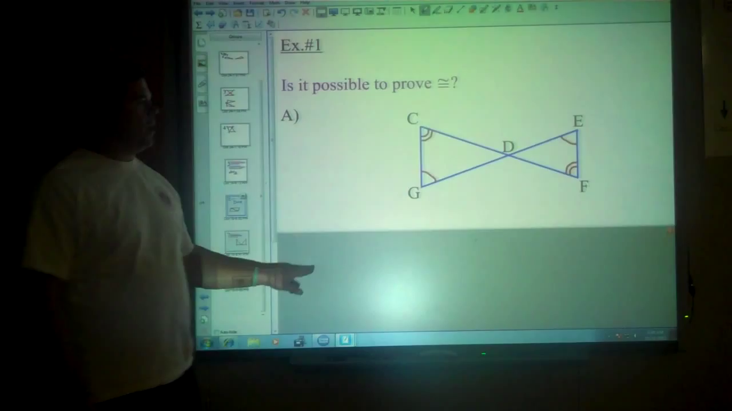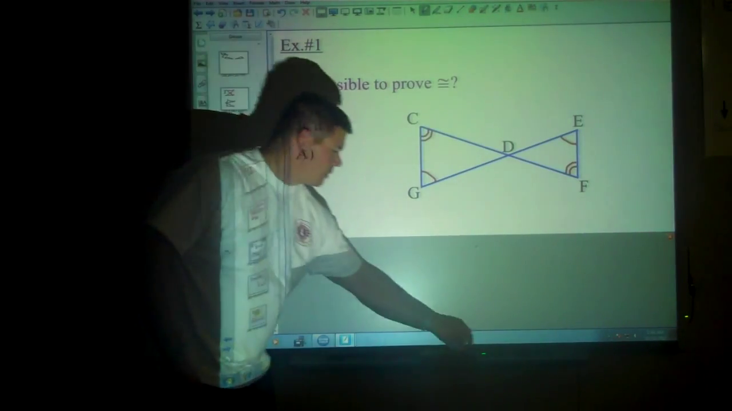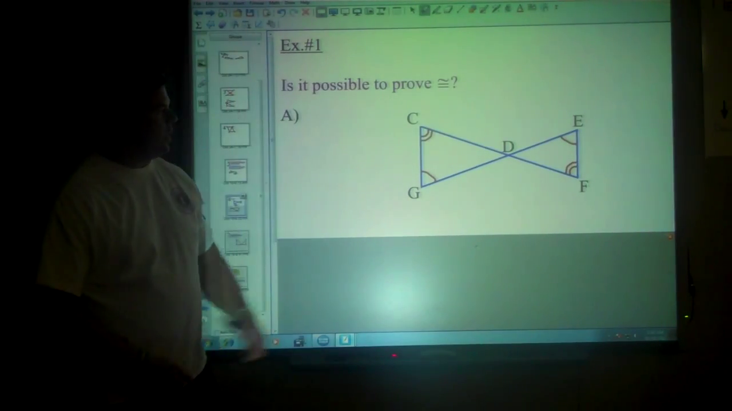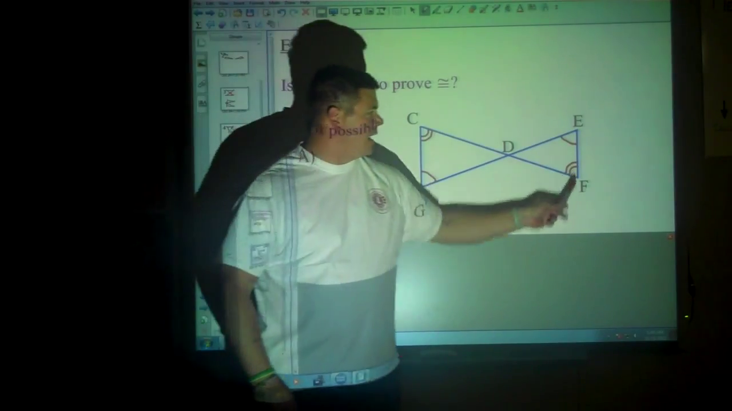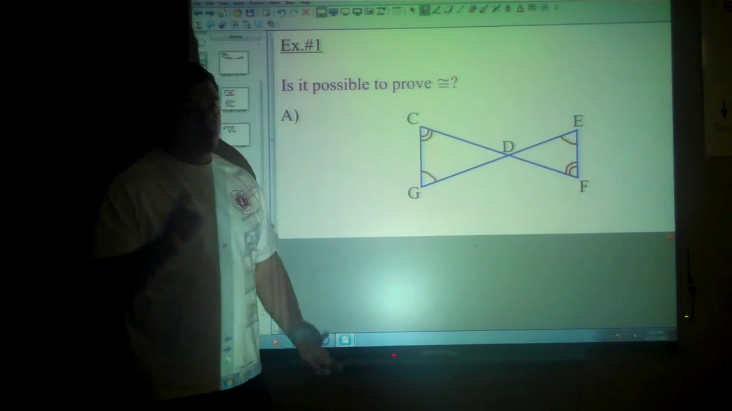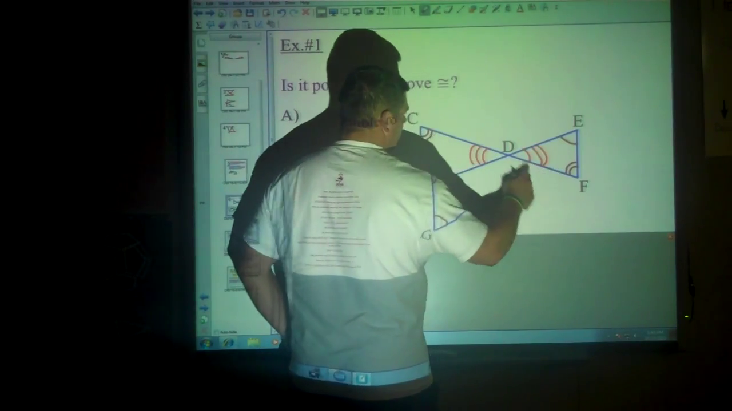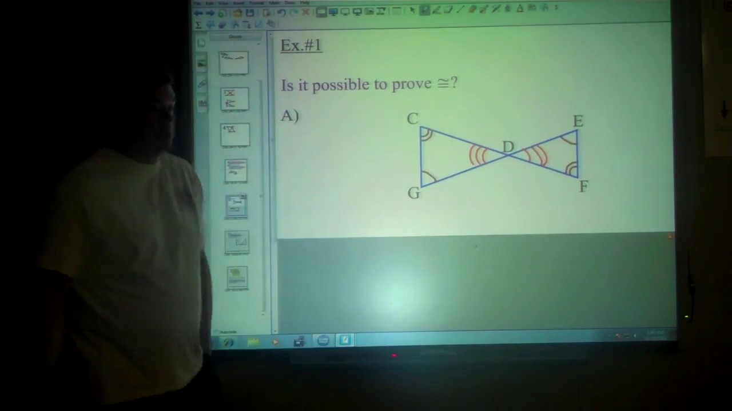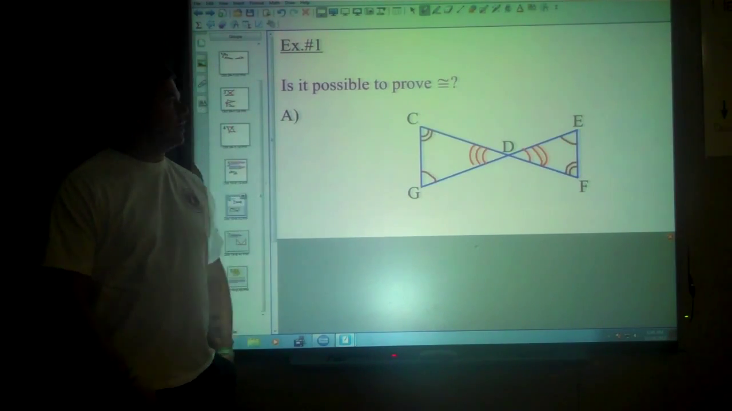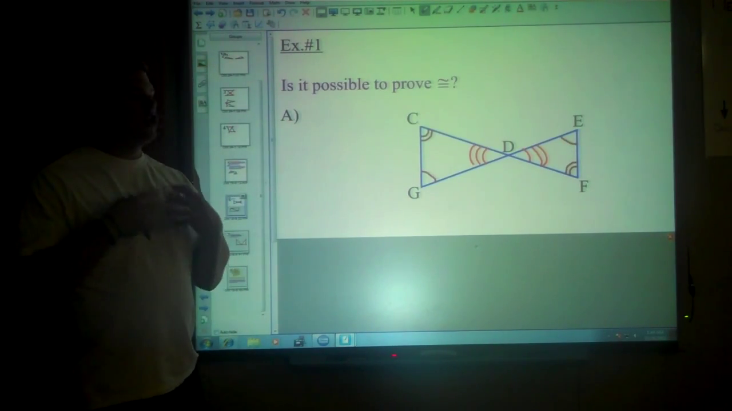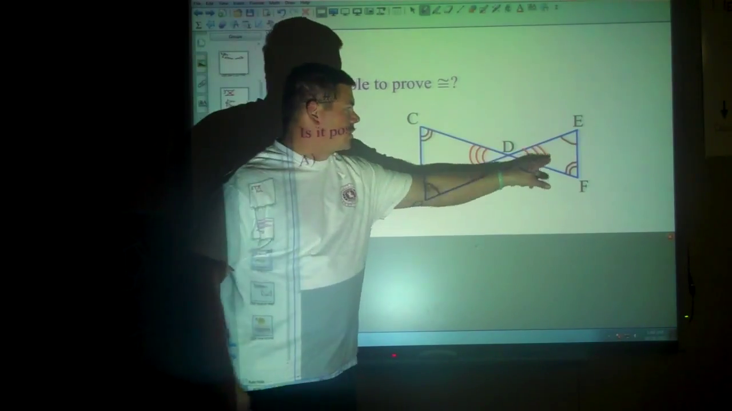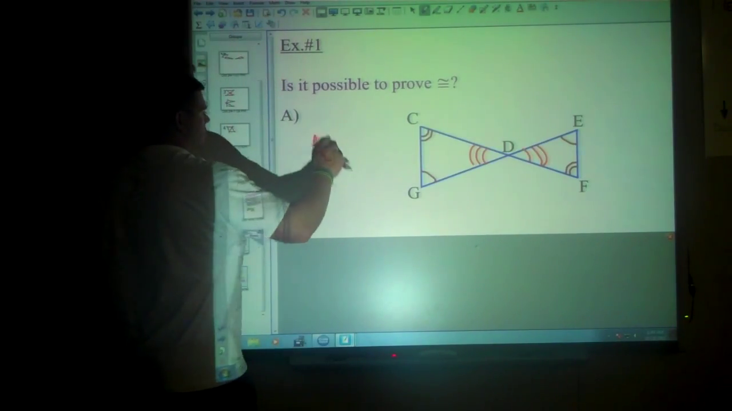So our first example, is it possible to prove congruency? Based on this situation, you've got this angle matches up with that angle, this angle matches up with that angle, and in fact, these two match up with each other as well because they're vertical angles. But is that enough to say angle, angle, angle? We would have to say no. Even based on the drawing, it looks like that triangle is smaller. So we would say no.